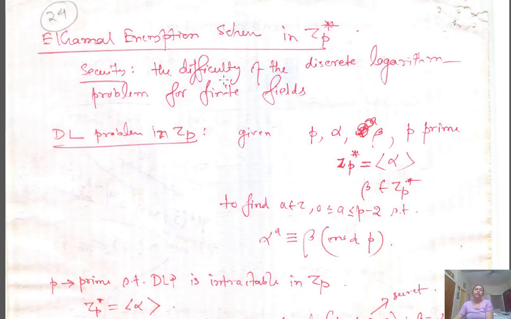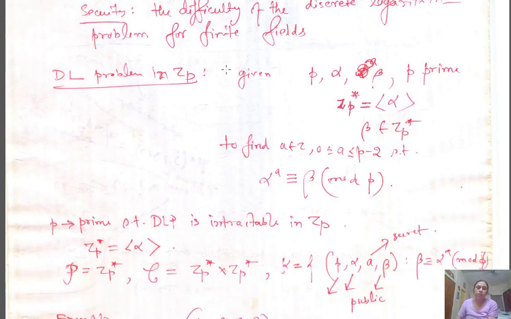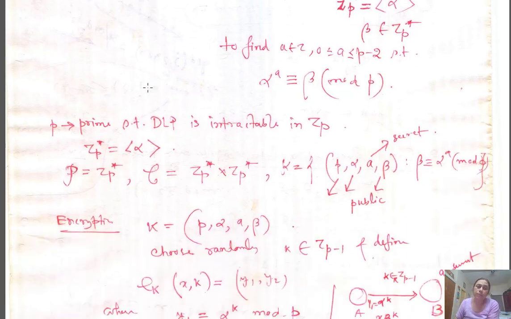Now in the ElGamal encryption scheme, we choose a very large prime such that the discrete log problem is intractable in Zp. Okay, so if p is chosen very large, the discrete log problem is generally intractable, meaning there is no efficient algorithm to find a discrete log. So we choose p so that the discrete log problem in Zp is very hard.